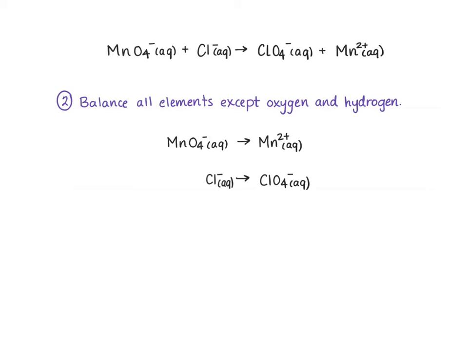Our next step is to balance all elements except oxygen and hydrogen. So we just want to check that we have the same number of manganese, 1 and 1, and the same number of chlorines, 1 and 1, in both of our skeletal half reactions.